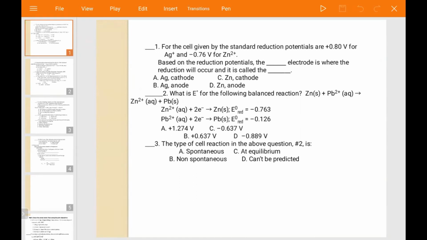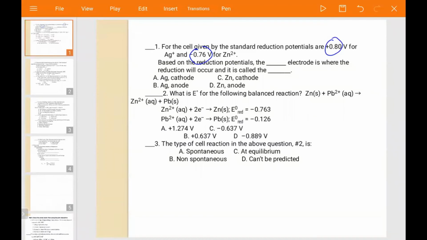Do you have any questions? Okay, we will start. The first one is for the cell given by the standard reduction potentials. The values are given here: 0.8 and negative 0.76. Based on the reduction potential value, the dash electrode is where the reduction will occur and it is called dash itself.